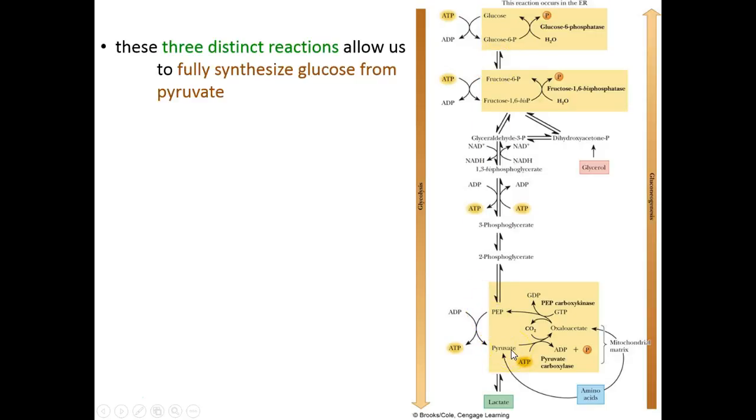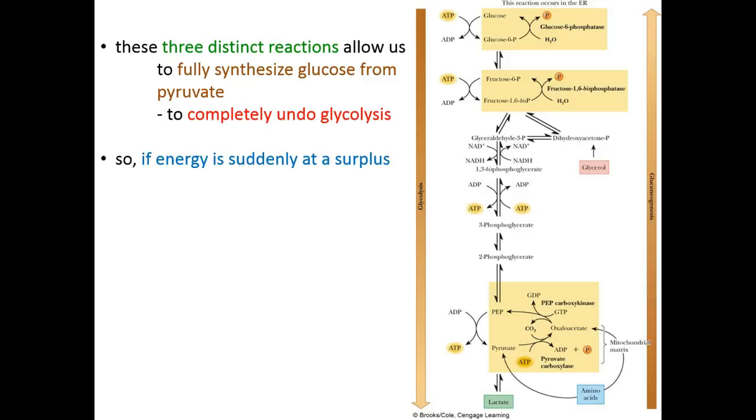Glycolysis we already know, but to summarize it in total, we start with glucose and we work our way down to pyruvate. 2 pyruvates made for every molecule of glucose consumed. So the reversal of step 10, step 3, and step 1 allows us to fully reverse all of glycolysis and fully synthesize glucose from pyruvate. 2 pyruvates needed in order to make 1 glucose, of course. This completely undoes glycolysis and gets us right back to the glucose we started with.